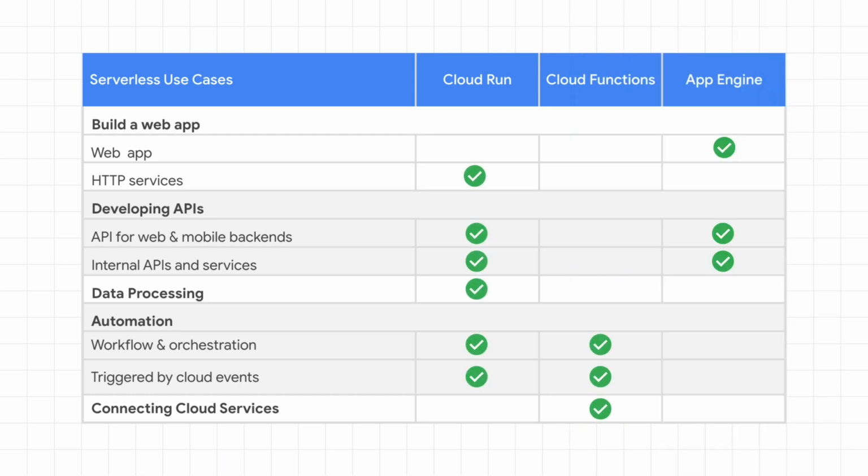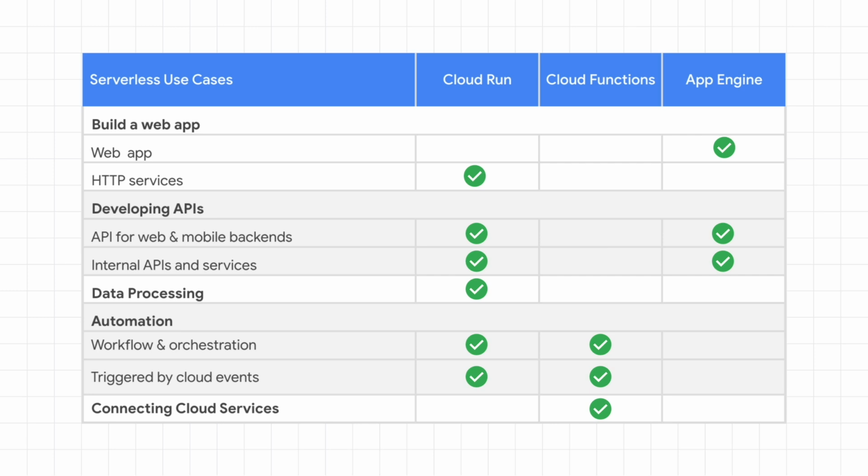I think for this use case, we have one of the rows at the bottom here. We have triggered by cloud events. That's what's going on. The photo's uploaded. We're connecting multiple other cloud services. So I think this would be the last or second to last row, and probably Cloud Functions. What do you think? Yeah, I agree. So connecting cloud services seems like a good use for Cloud Functions.